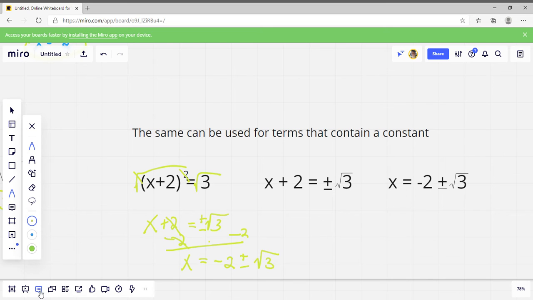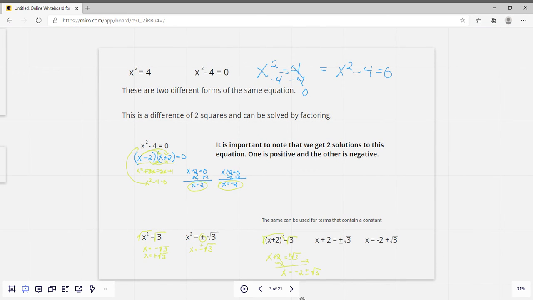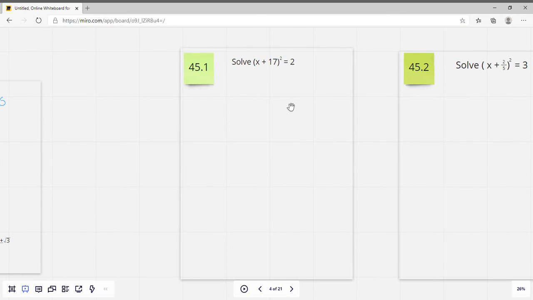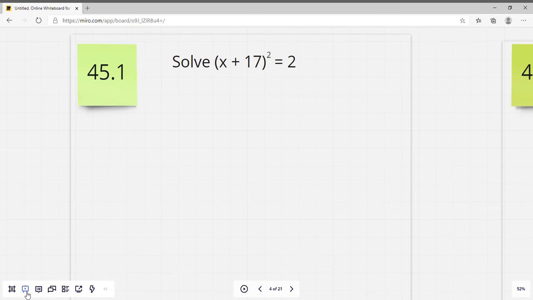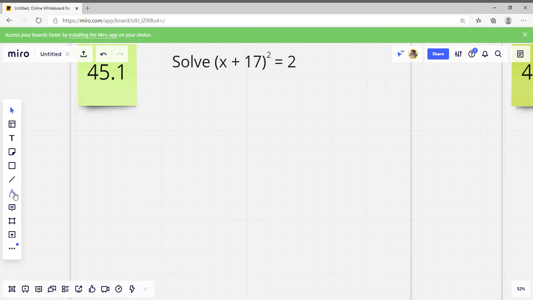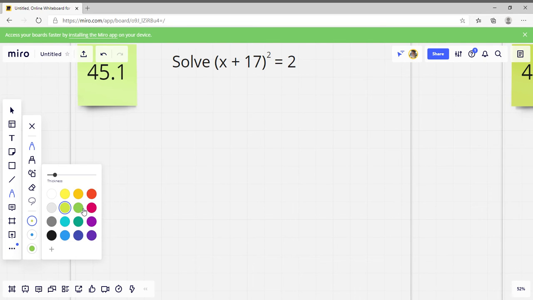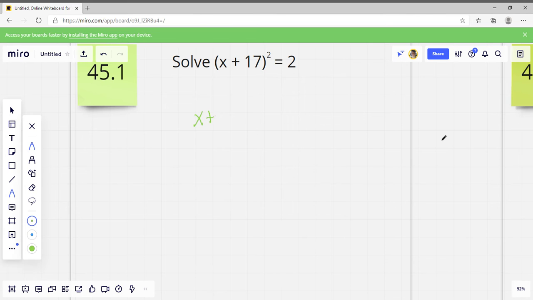All right, let's try some example problems to show you how to do this. On 45.1, it says to solve this one. This one has this whole x plus 17 being squared, and that equals 2. So we have to square root this whole thing to get rid of the square. The radical sign and the 2 cancel each other, so we end up with x plus 17.